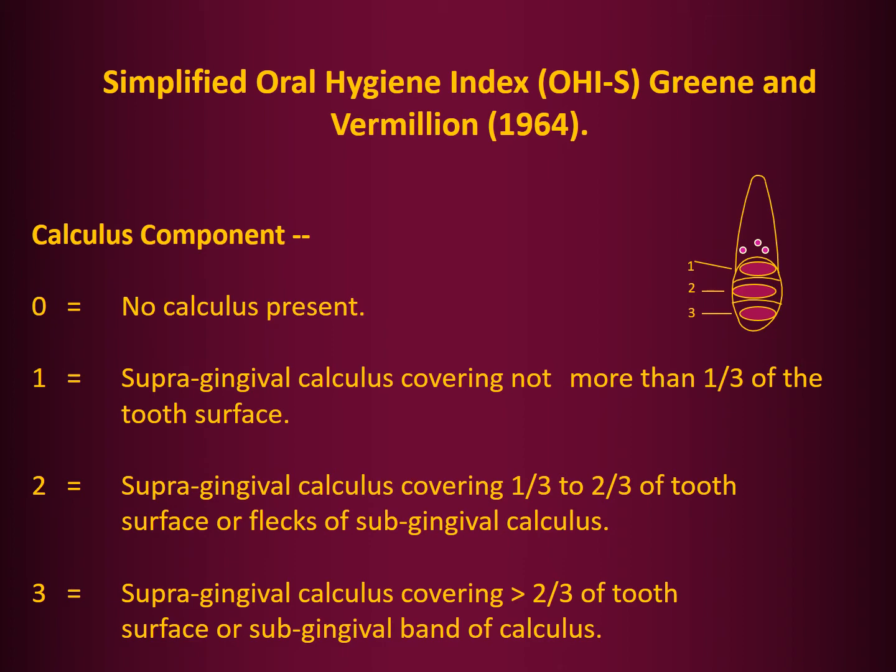A score of 0 would be no calculus present, 1 would be supragingival calculus covering not more than 1/3 of the tooth surface, or 2 supragingival calculus covering 1/3 to 2/3 of the tooth surface, or with individual flecks of subgingival calculus, as you might see on the diagram, the little pink things below the cementoenamel junction, or 3 supragingival calculus covering more than 2/3 of the tooth surface, or subgingival bands of calculus. In other words, there might be a ring of calculus around the entire tooth surface subgingivally.